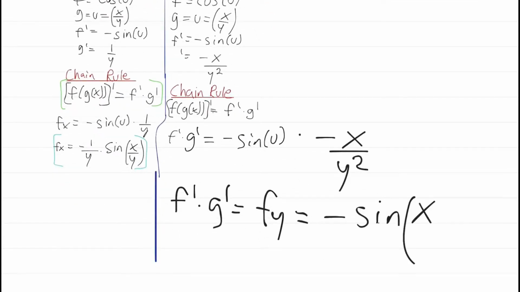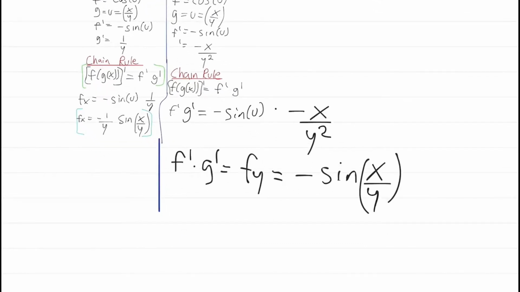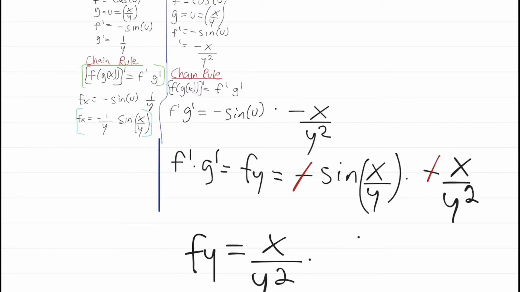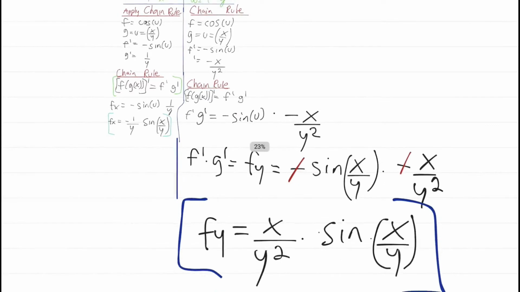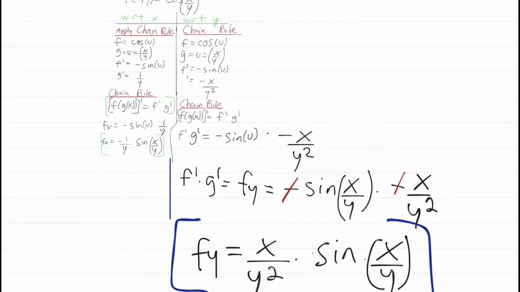Our partial y is negative sine of u, where u is x over y, the inside function, times negative x over y squared. And again, if that derivative is a little complicated, treat 1 over y as y to the negative 1 power, apply the power rule, and you get negative 1 over y squared. The negative signs cancel out, so our partial y is equal to x over y squared times sine of x over y. So now we have partial x and partial y.